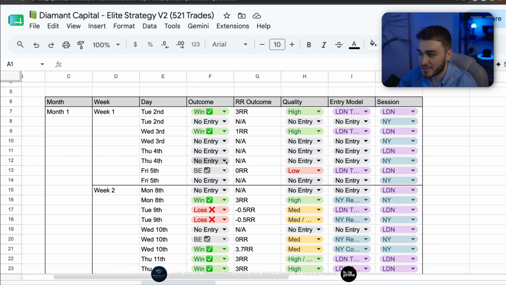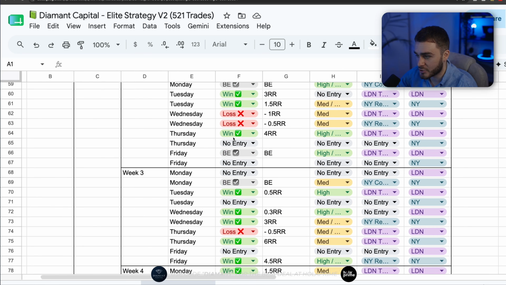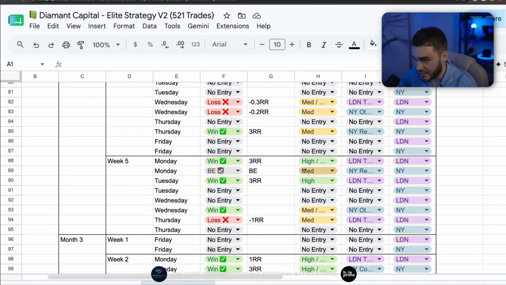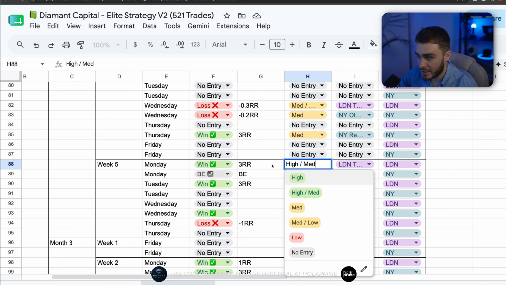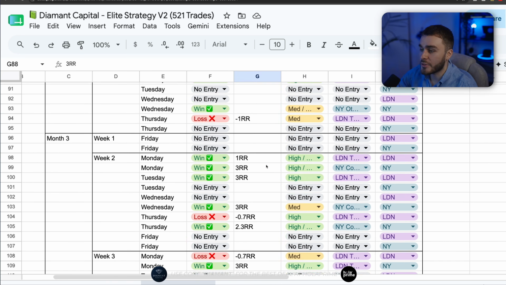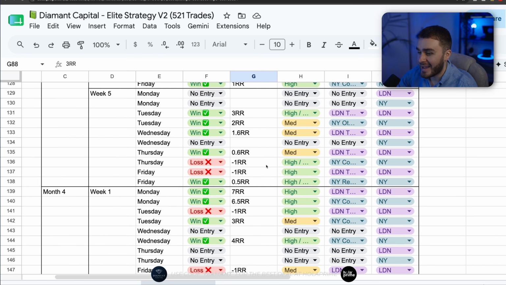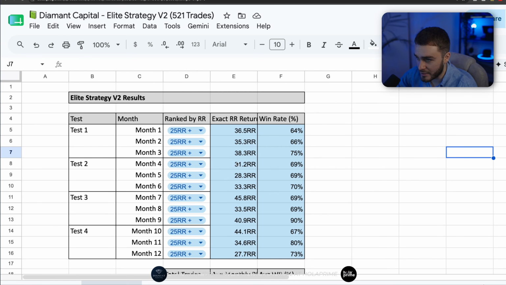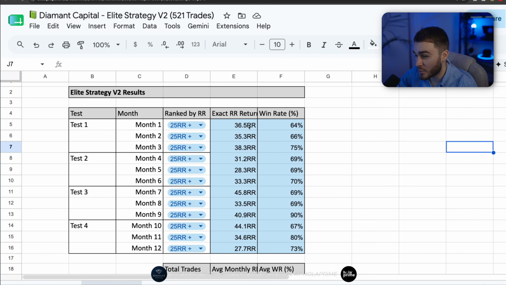Now, for those of you wondering how well this actually performs over a long period of time, we've tested this over years of data. As you can see, every single trade has been tracked from start to finish. Again, some medium to high quality setups, some low quality, some completely high quality. But the overall thing is over here, it has a 72% win rate with hitting at least 20 risk reward on every single month.